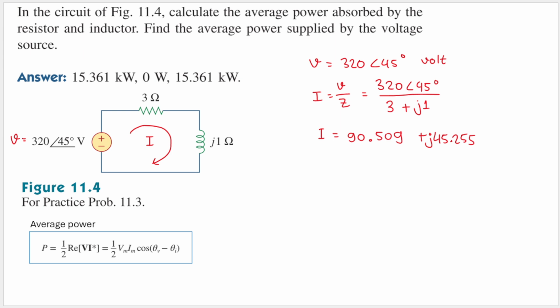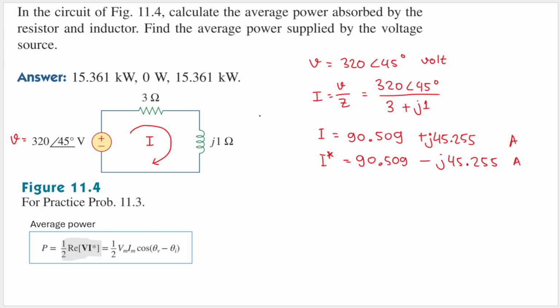But we need I conjugate. I think we will use this part of the formula here. But first, let's write the I conjugate. I conjugate is just this I here, but with the sign flipped. So we will have 90.509 minus J45.255. And here the unit is ampere, right?